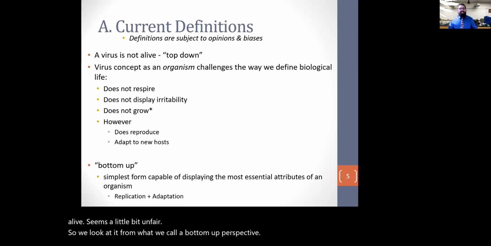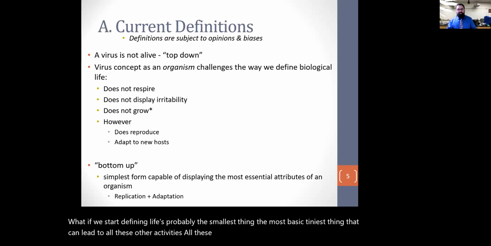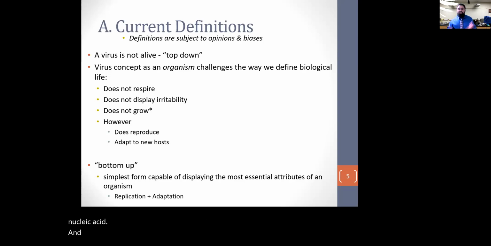What if we start defining life as probably the smallest thing, the most basic, tiniest thing that can lead to all these other activities, all these other properties, and from there we define life. If we change our perspective, there are these particles that also have nucleic acid, and they're also enclosed. They're just not enclosed in lipids, they're enclosed in proteins.